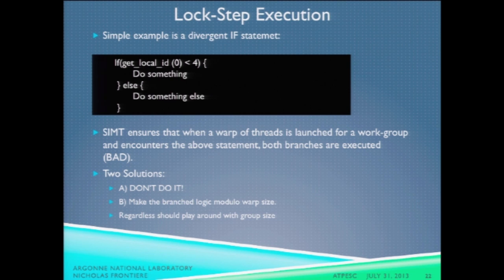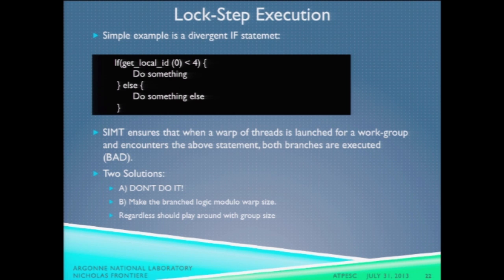This is not how a CPU does these things, right? This is actually performing both branches of the if statement. You might as well have just calculated them both there anyway, right? This is a very bad problem. This is called lockstep execution, and there are two solutions. First one, don't do it. That's a pretty easy thing for me to say, right? You can just be like, don't do that, right?